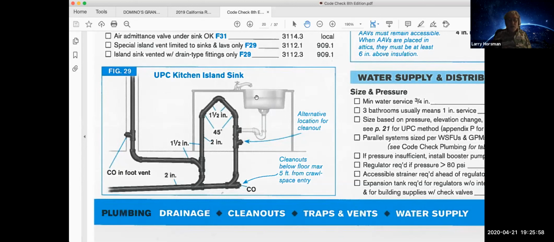So here we have our sink. And notice there's a little gap between the spout on the sink and the flood rim of the sink. That's called the air gap. And that, again, is required by code.